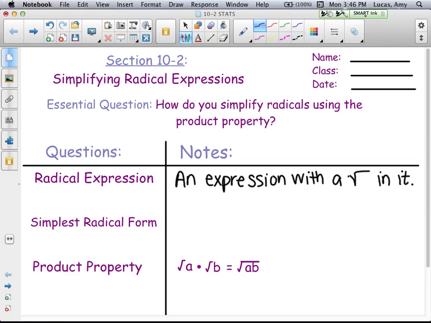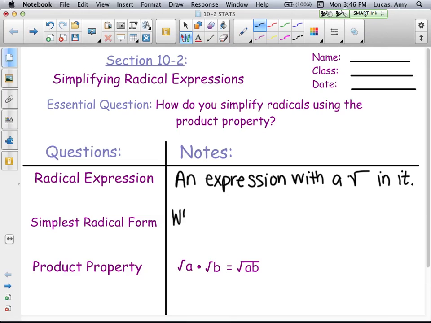Remember that an expression in math can have numbers, it can have variables, and it can have operations, like adding, subtracting, multiplying, and dividing. It doesn't have an equal sign, though, because that would make it an equation. Simplest radical form is when all perfect square factors have been removed from the radical.